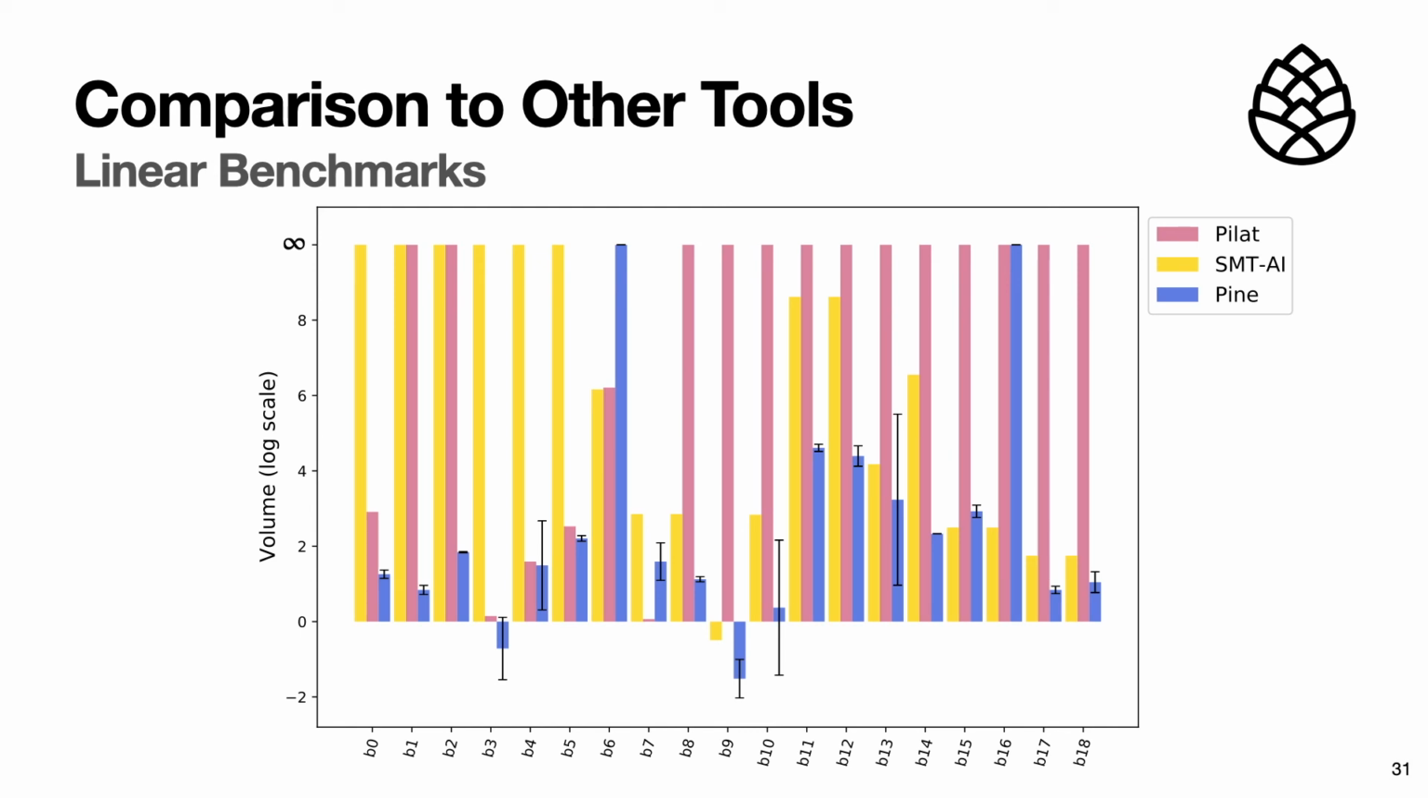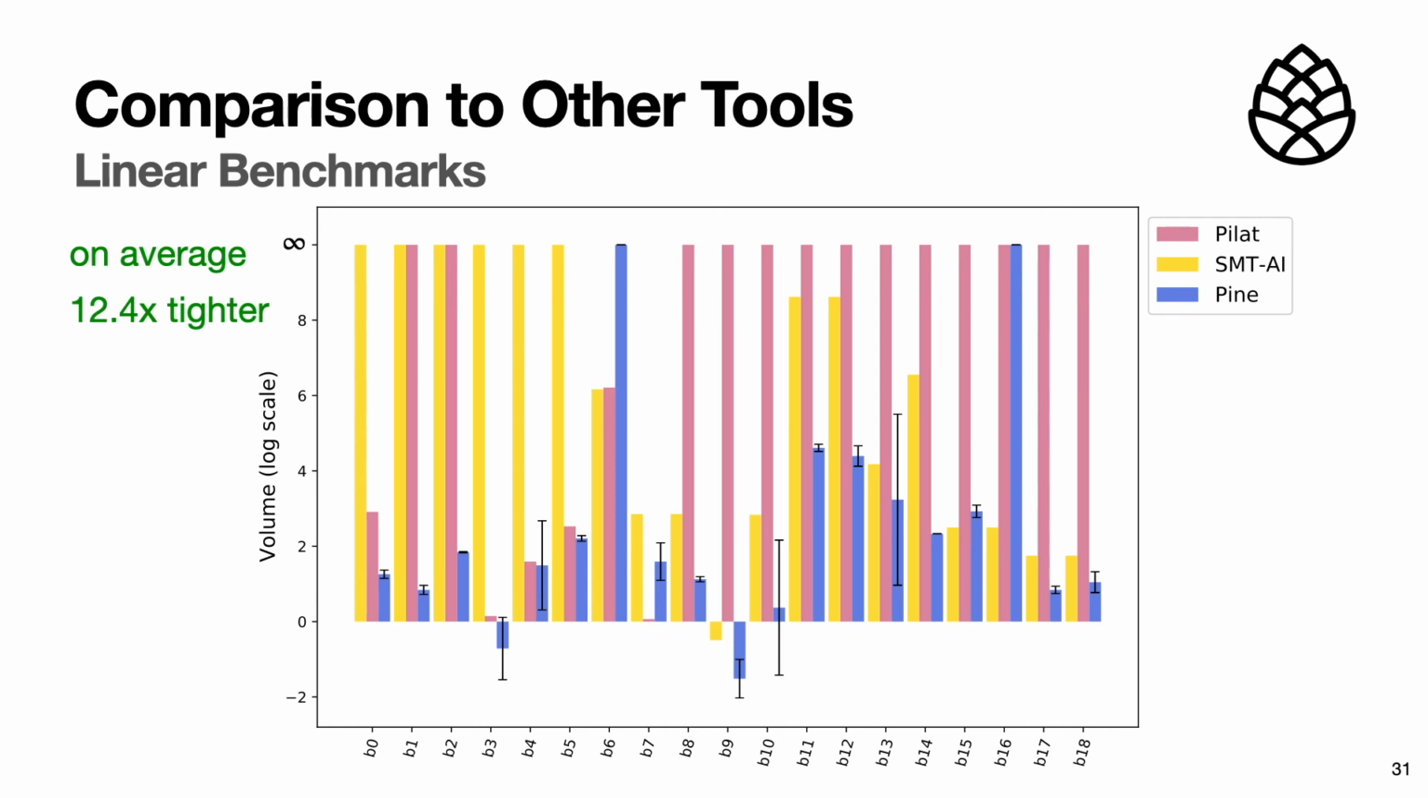On average, it is 12.4 times tighter for linear benchmarks. Because Pine is using random simulations, we ran our tool 4 times, and the blue bars represent average values, and the maximum and minimum values are denoted by the black error bars. As you can see, for most of the benchmarks, even the largest invariants returned by Pine were still tighter than the invariants returned by PLAT or SMT-AI.